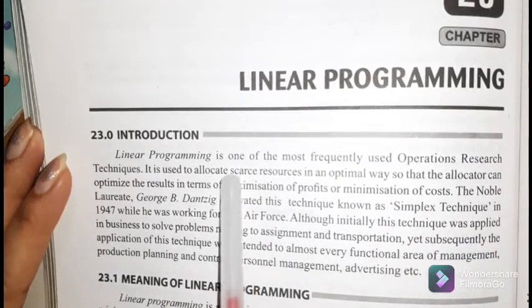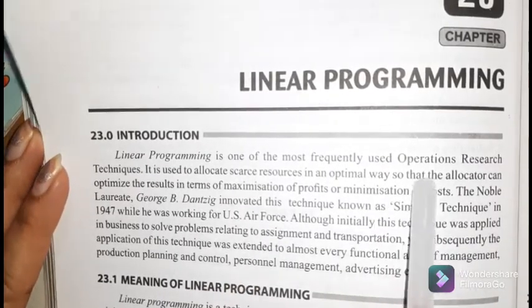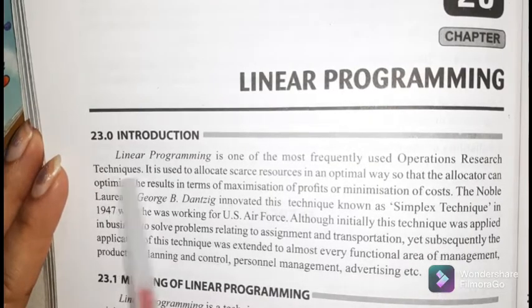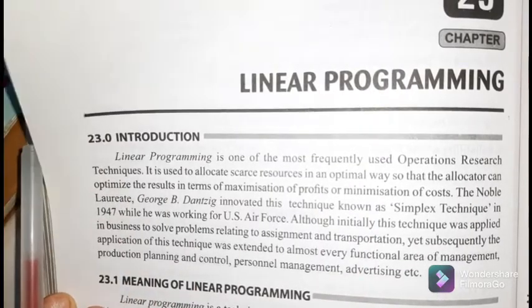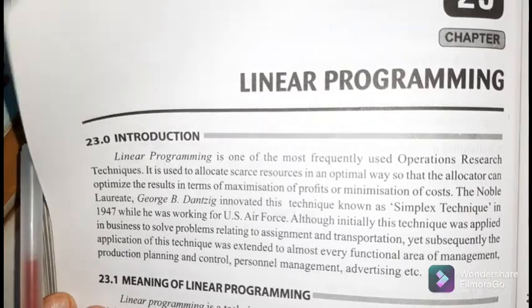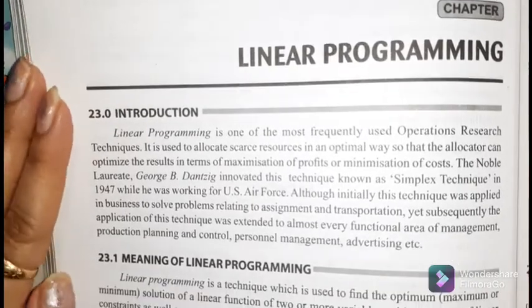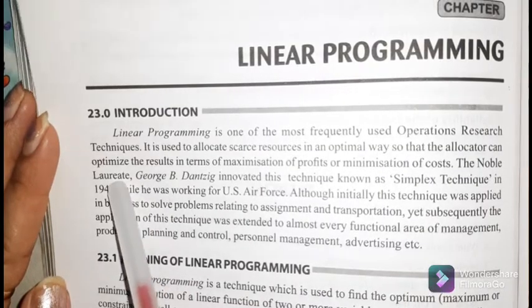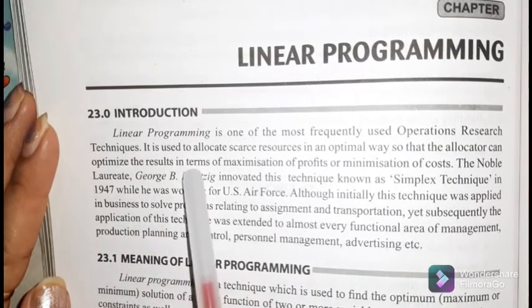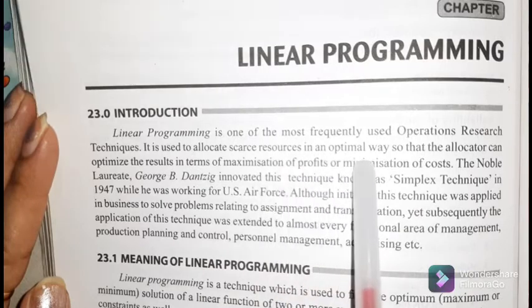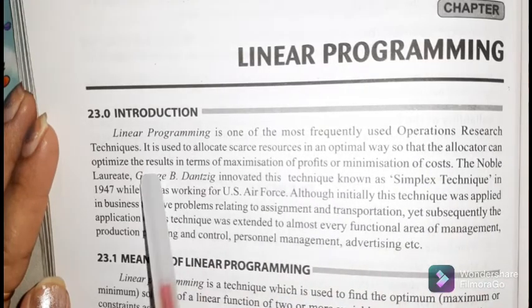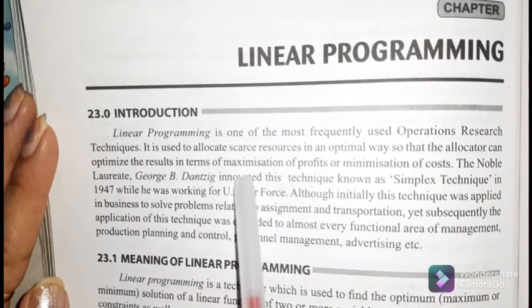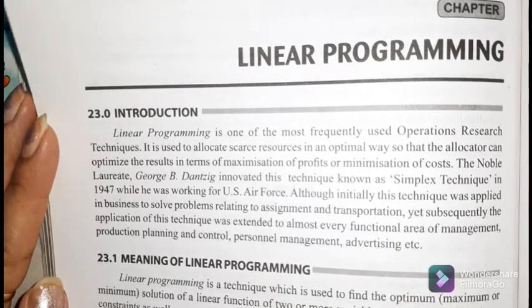So, linear programming is one of the most frequently used operation research techniques. First we see what is linear programming. Next, we move to its mathematical formulation. It is used in operation research. It is used to allocate scarce resources in an optimal way so that the allocator can optimize the results in terms of maximization of profits or minimization of cost.